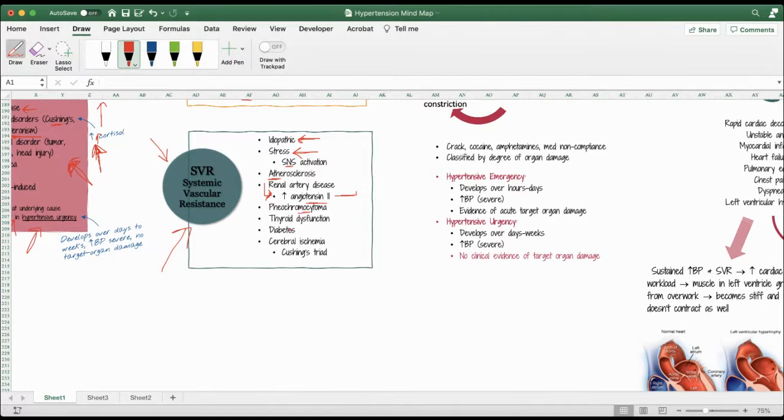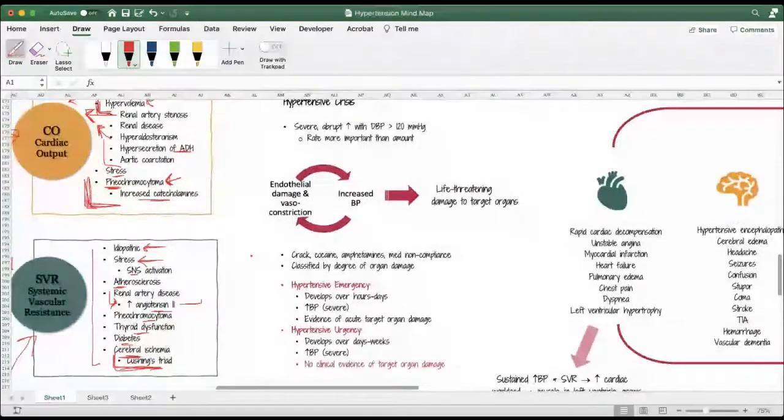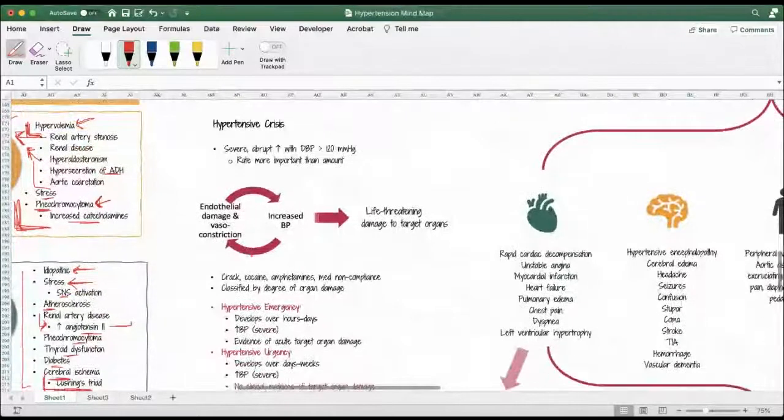Again, with the pheochromocytoma, thyroid dysfunction, diabetes, these are all obvious ways that it's messing with your entire body's metabolic system. Cerebral ischemia, I don't know if you remember the Cushing's triad, but I wouldn't necessarily memorize why this is all happening, but have an idea that these are some of the things that can cause increased systemic vascular resistance. Okay, so we'll talk about a hypertensive crisis and how we can treat that.